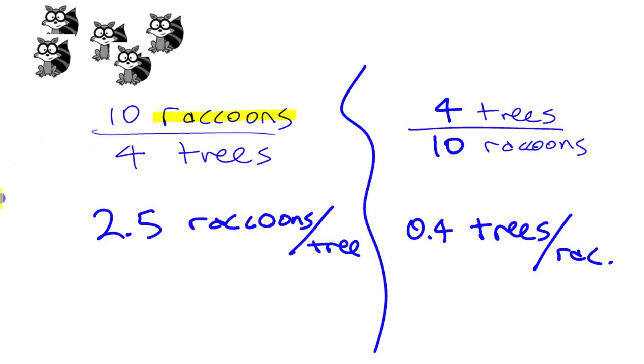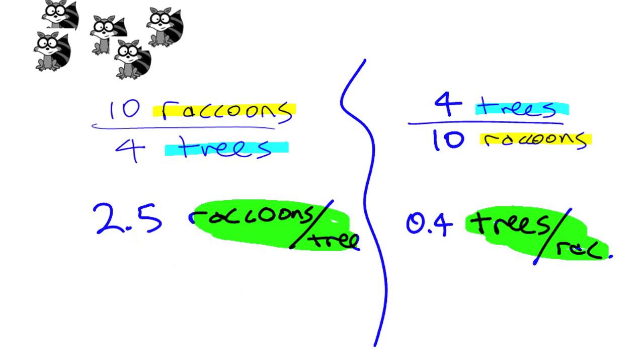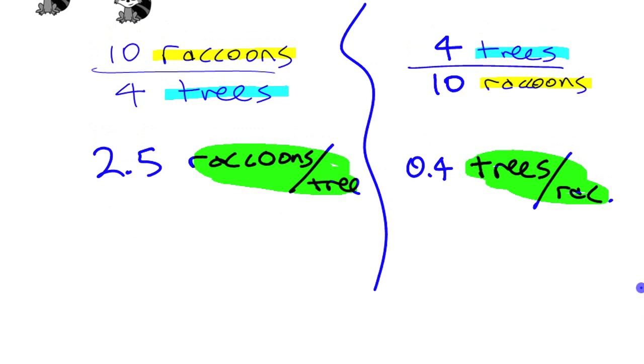If you're dividing raccoons by trees, you get raccoons per tree. If you're dividing it the other way around, if you're dividing trees by raccoons, you get trees per raccoon. This means there's 0.4 of a tree that every raccoon's allowed to have, right? You get the fraction of a tree. Whereas this says there's 2.5 raccoons in every tree on average, right? That's rates. Rates, again, comparison of two things with different units. And you can have a special rate called a unit rate, where the second term is 1. All right, that's it.